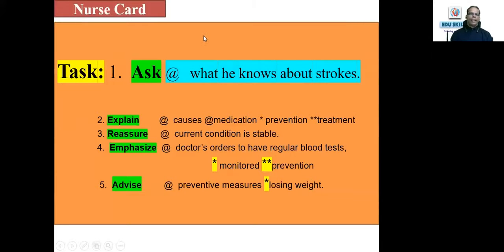As you know, the nurse card, the card you get in speaking, gives around 3 or 4, 5 tasks. As of now, in 2.0, the transformed version of OET, you have more tasks to be completed, and it makes it easier. And task 1 normally is to ask what he knows about the stroke, or what she knows about the disease condition. Okay, any condition, what the patient knows about the disease, or whatever questions you want to ask. The first task is to ask. Then you have explain, reassure, empathize, and advise.